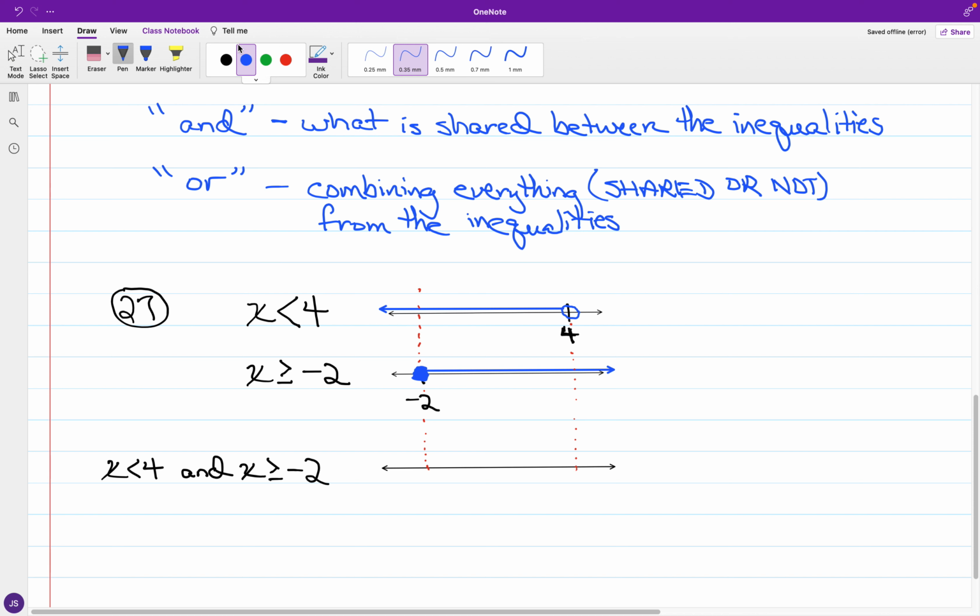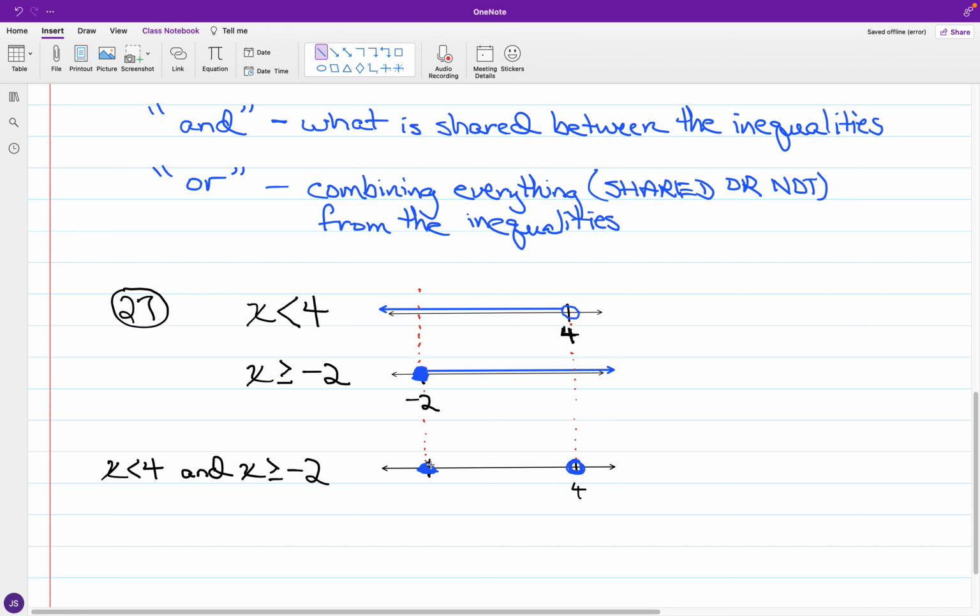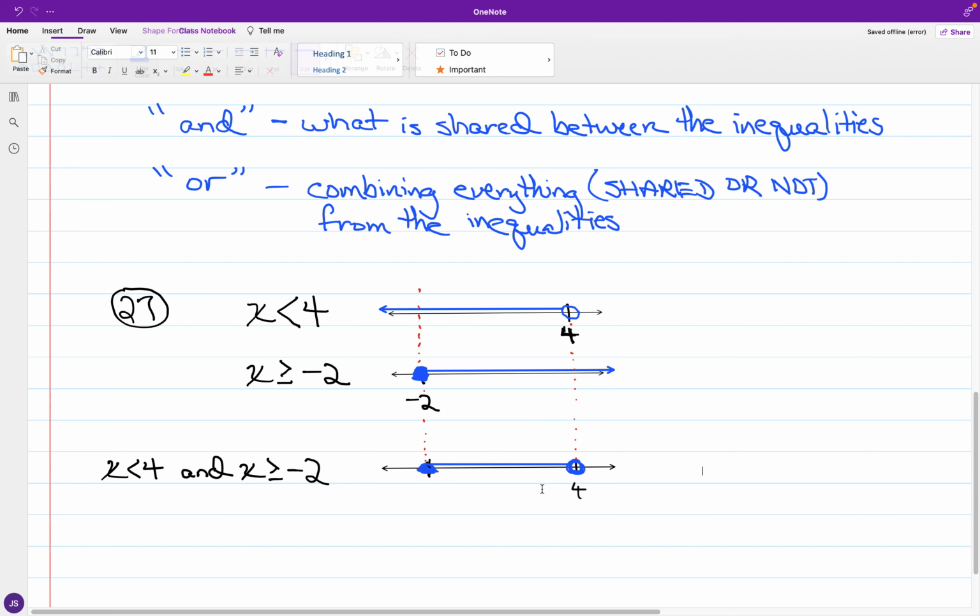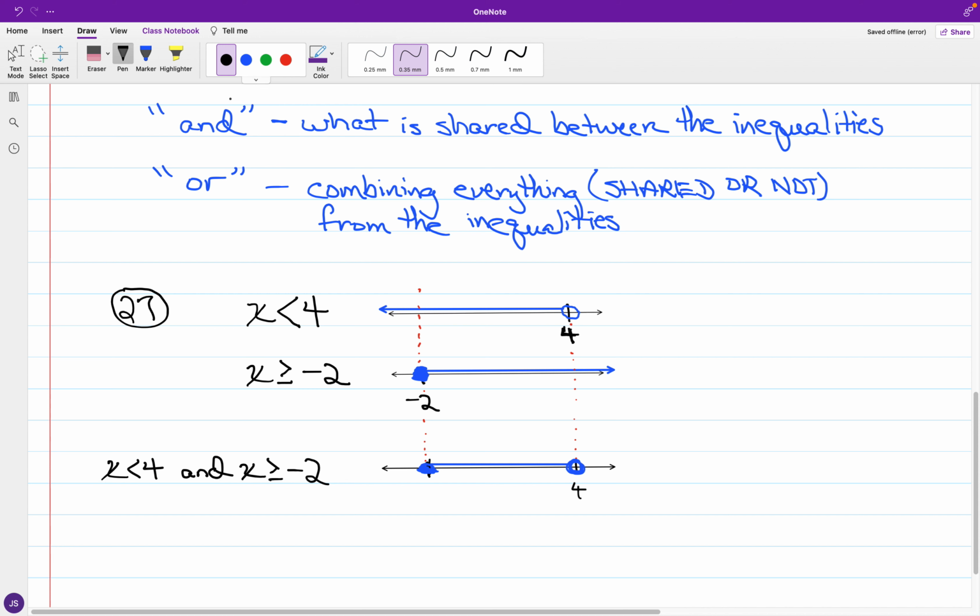And for the values that will be in common, we have including negative 2, because negative 2 is less than 4, and from the upper limit the peak will be the highest value that is less than 4. So in terms of what is shared in common, will be signified by this particular line segment.